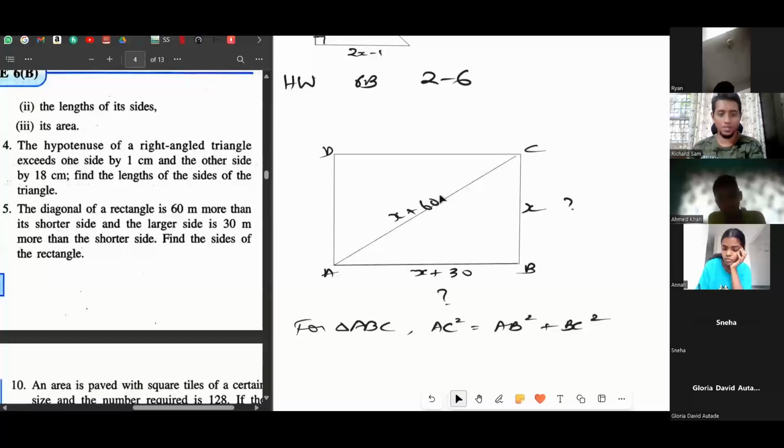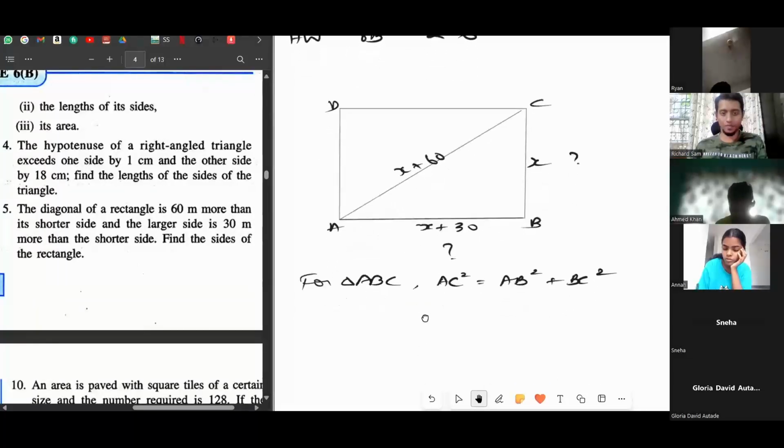So for the fifth question, once again, the diagonal is given as 60 meters more than its shorter side. So take the shorter side BC as x. Diagonal would be x plus 60. And the largest side of the rectangle, which is AB, is 30 meters more than its shorter side. That means x plus 30. Apply this in the Pythagoras formula for triangle ABC and you will find x.